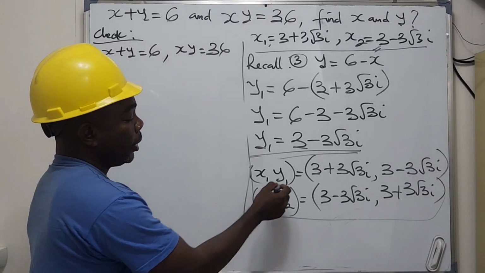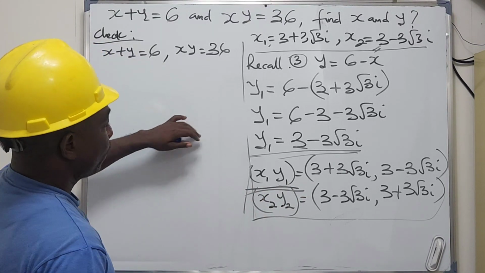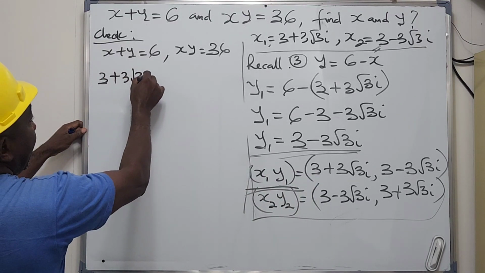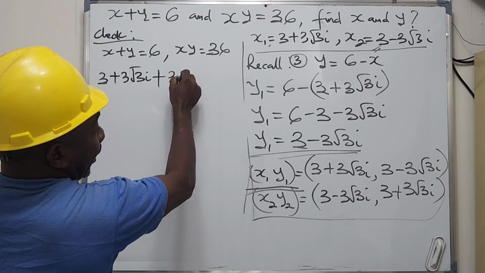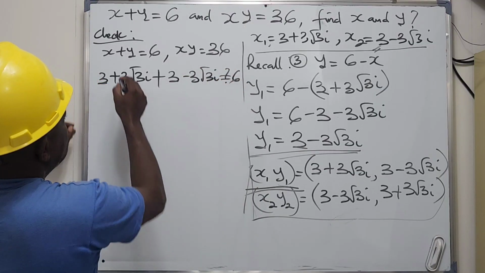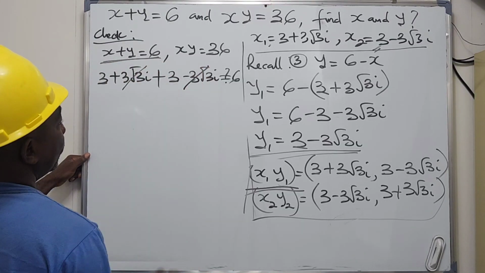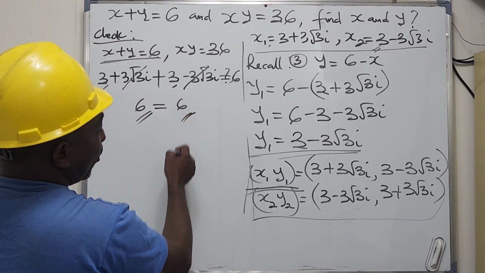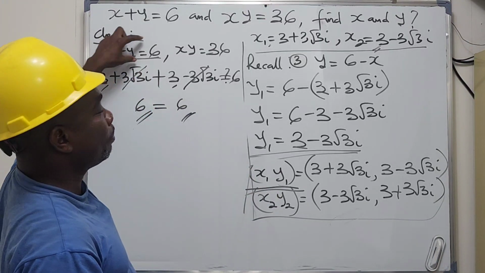Let's substitute the first one, x1 and y1, into this first part, to see whether we have 6. So here we have x1 as 3 plus 3 root 3i. That is for x. We have plus, for y, 3 minus 3 root 3i. Well, this gives us 6. So we can see that this and this will cancel. We have 3 plus 3, which is 6, equals 6. Therefore, the first solution of xy satisfies this first part of the question.